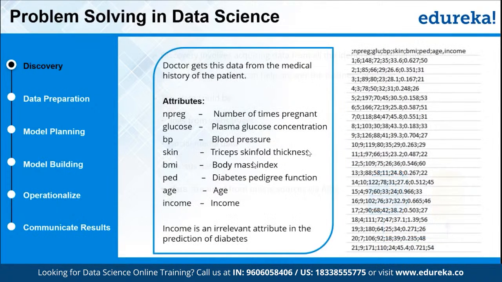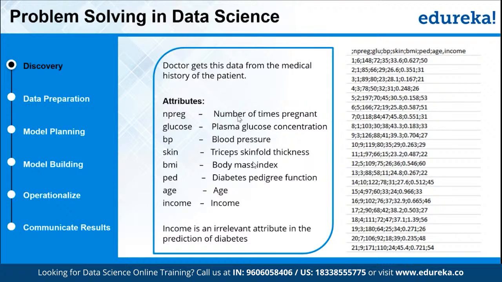So now, after the discovery, you have got this kind of data. Okay, you did the discovery and you have collected the data from internal and external sources, and this is how the data looks like. So here what do you have? You do have attributes, or you do have the features. So now what is this data?